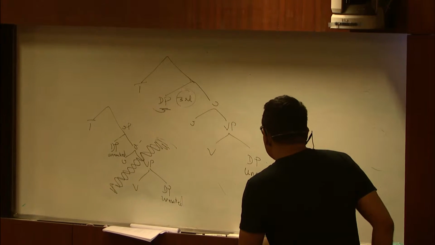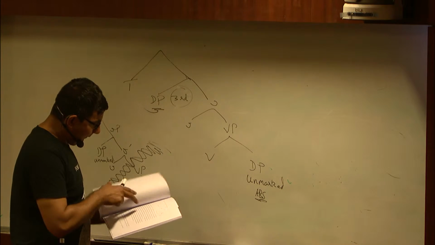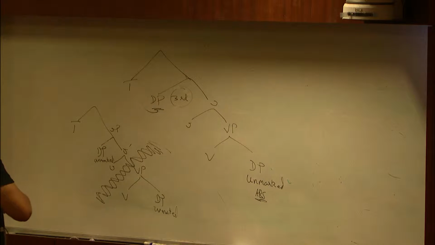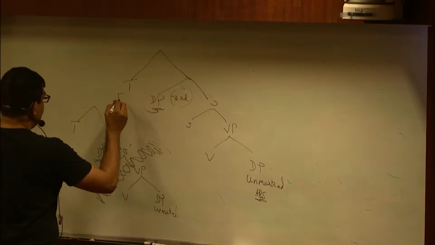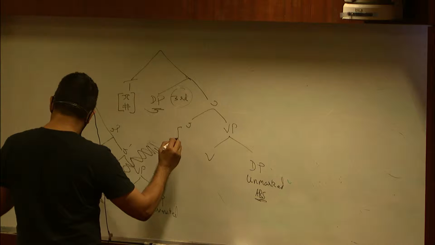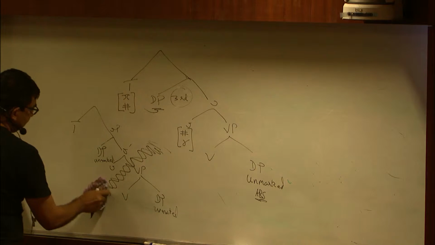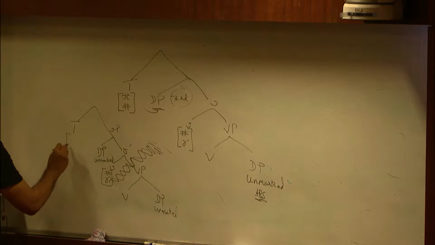So we'll be using these structures, and we'll be assuming, in this case, that both T and V have probes: T has a person probe indicated by pi, and a number probe, and V has a number probe and a gender probe. Okay, this is the state of affairs.